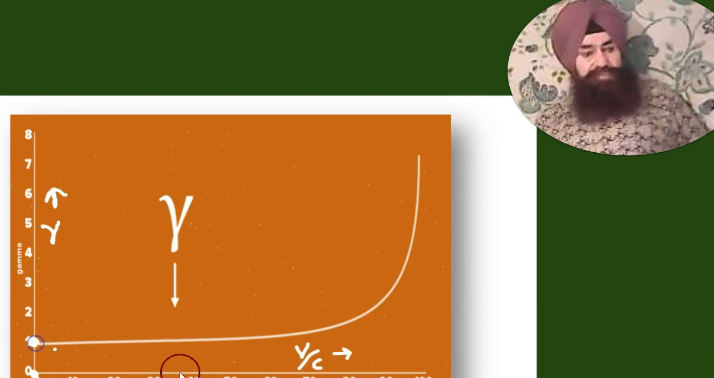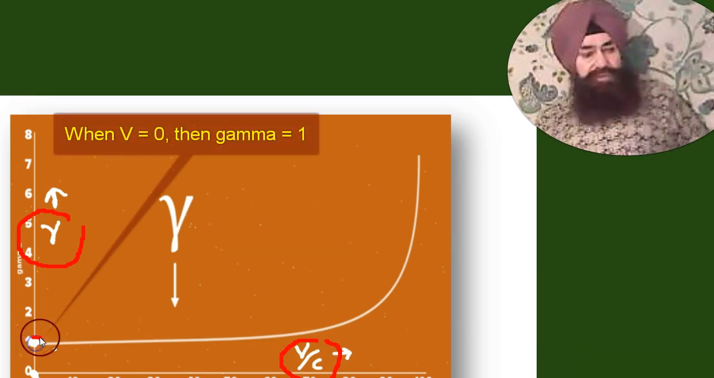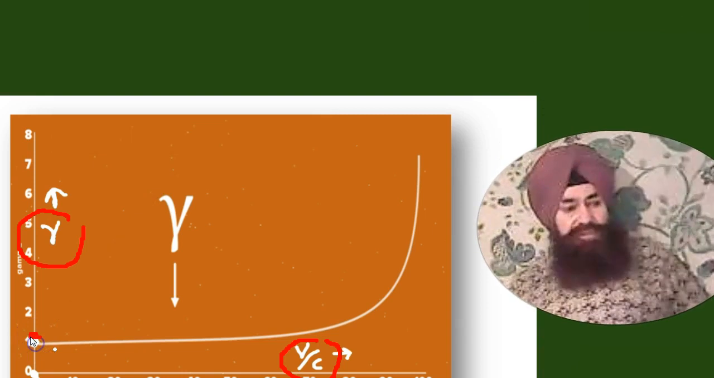Now this is the graph. It shows the value of gamma along the y-axis, v upon c along the x-axis. When v equals 0, this is a point with gamma equal to 1. When v is increasing, there is no change, or the change is very, very little.